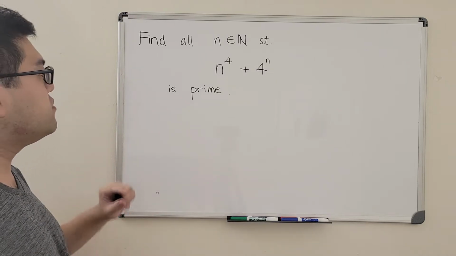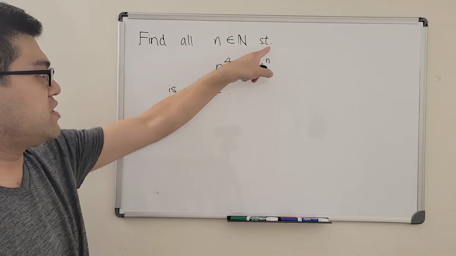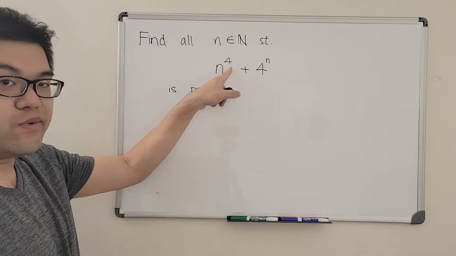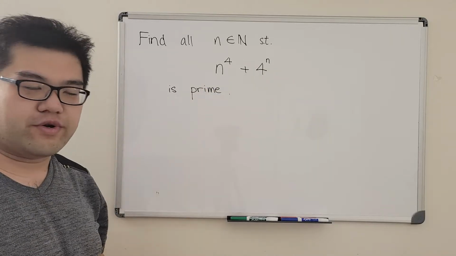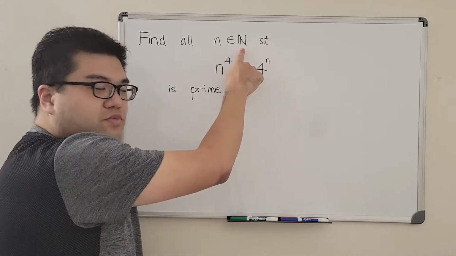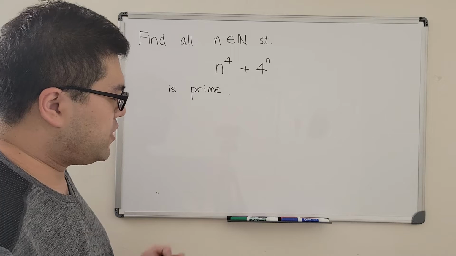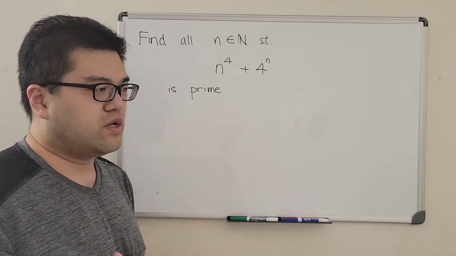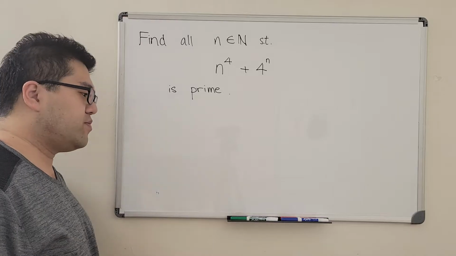So today we're going to find all n in this set such that n to the fourth power plus 4 to the nth power is a prime number. Now, most people probably already know what this symbol means. It is the natural numbers. But sometimes people will argue about whether we should include 0 or not in the set of natural numbers.